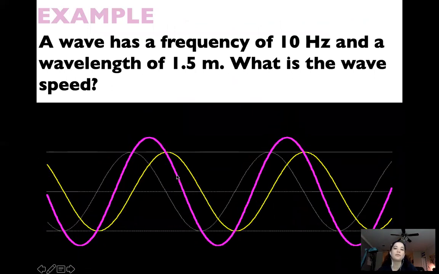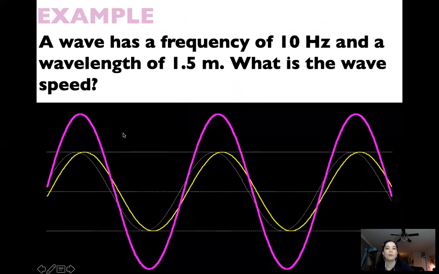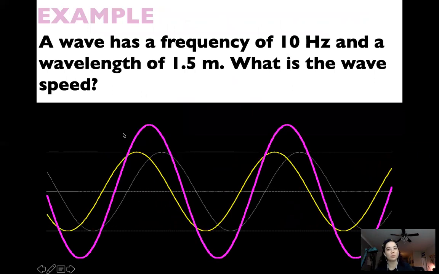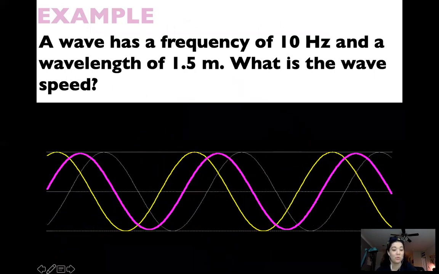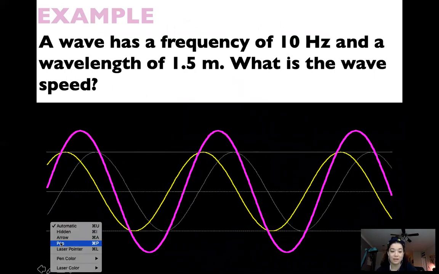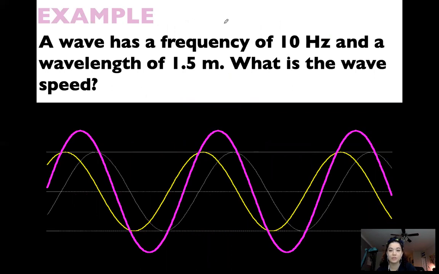So we've got an example problem. We've got a wave with a frequency of 10 hertz and a wavelength of 1.5 meters. We want to know what the wave speed is. Well, here we go. I am given my frequency is 10 hertz. I am given my lambda is 1.5 meters. Okay, and I want the speed. I want V.